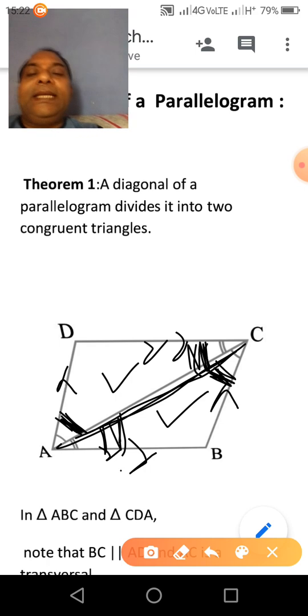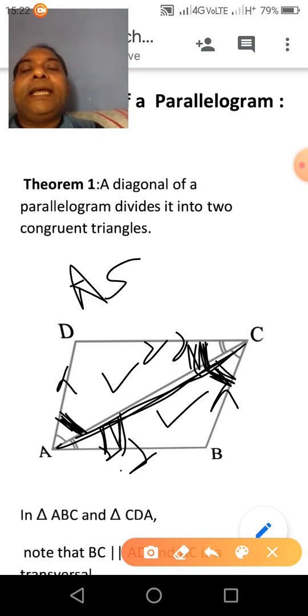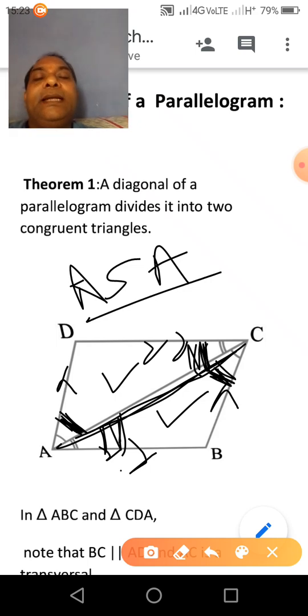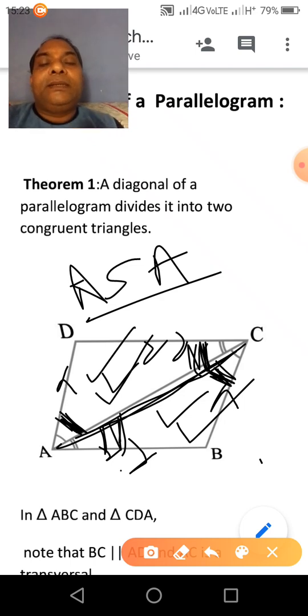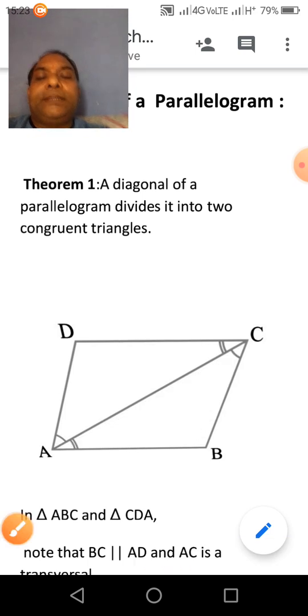Then by ASA congruency, we can say that triangle ABC is congruent to triangle ADC by ASA congruency. So we can say that a diagonal of a parallelogram divides it into two congruent triangles.